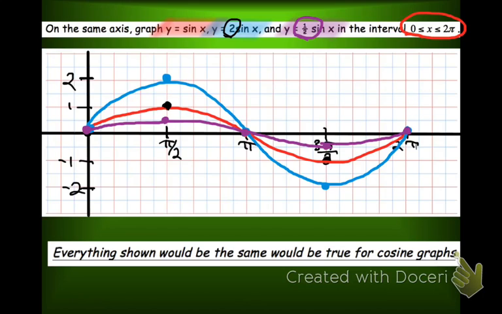And what we're going to do next is actually going to compress them closer in together to make it even more complex looking. The important thing down at the bottom here is that everything shown here would be the same for cosine. So instead of starting at 0, you'd start at 1, and your curves would follow this pattern. They would just be higher or lower depending on that.